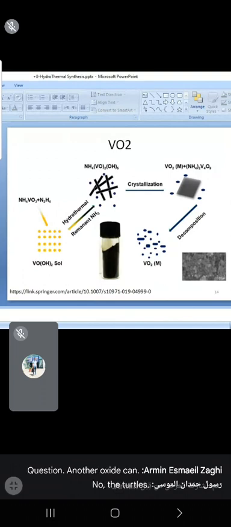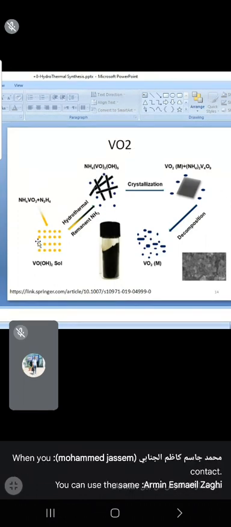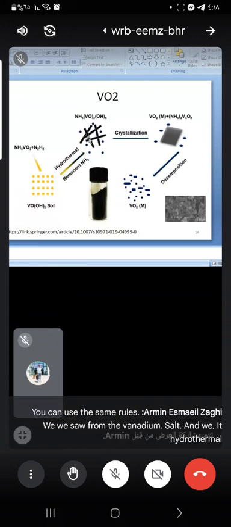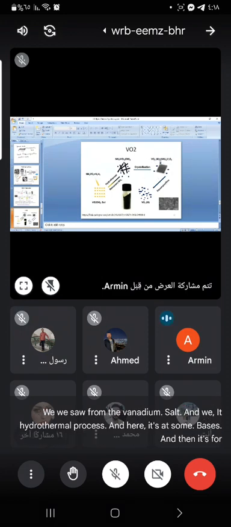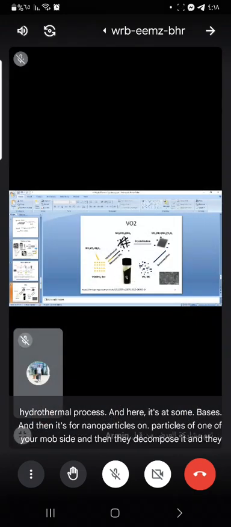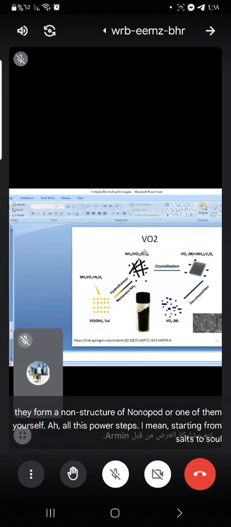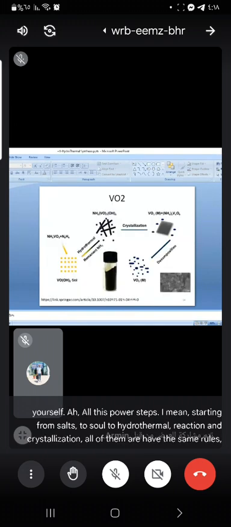Another oxide can be vanadium oxide. You can use the same route. We start from the vanadium salt, then we do the hydrothermal process, and here it adds some bases, and then it forms nanoparticles of vanadium oxide, and then they decompose it, and then they form a nanostructure, a nanopowder of vanadium oxide. All these steps, I mean, starting from salt to hydrothermal reaction and crystallization, all of them have the same route.